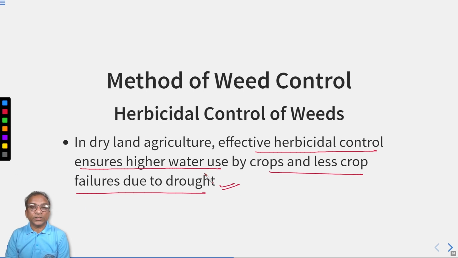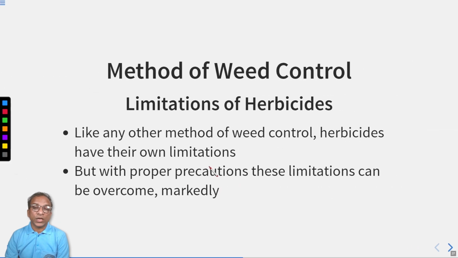So in dry land agriculture, what has happened? We can use herbicidal control because it ensures higher water use by the crops and less crop failure due to the drought. When you take out these herbs physically or manually, the soil present inside the ground, which holds some water, will emerge out. So the water will reduce in this physical method. So in the dry region, we can use herbicides.